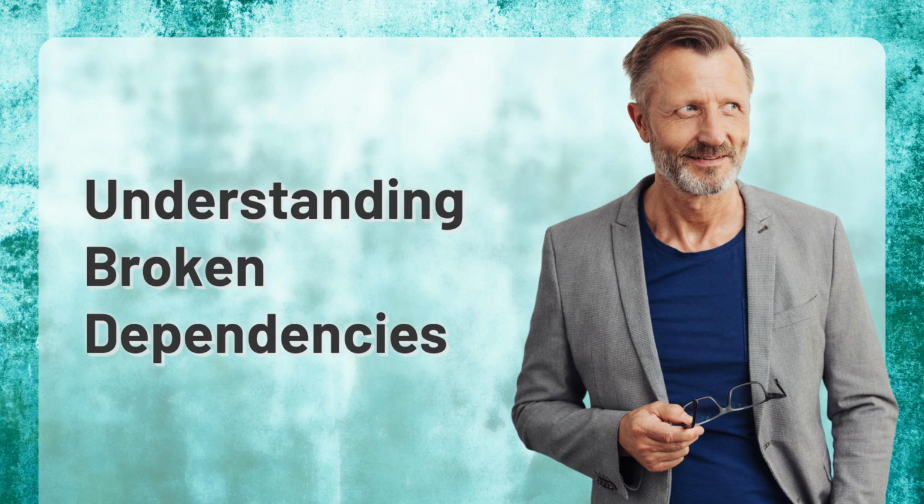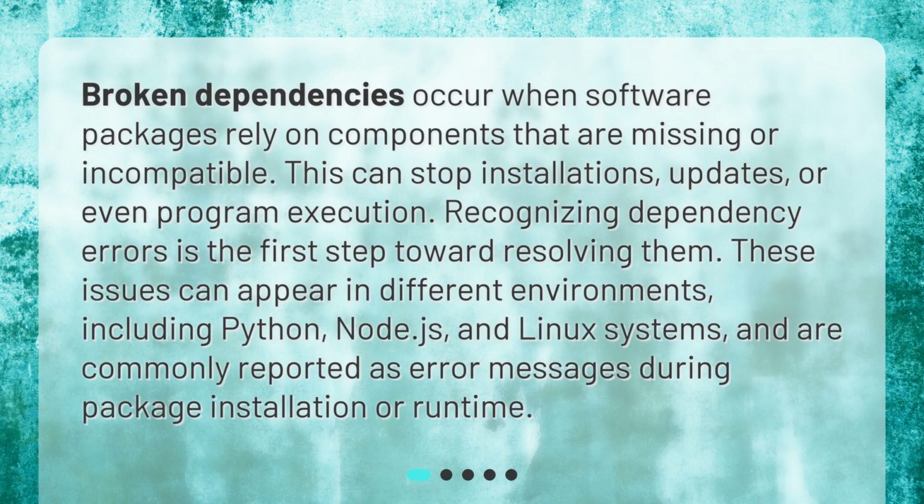Understanding broken dependencies. Broken dependencies occur when software packages rely on components that are missing or incompatible. This can stop installations, updates, or even program execution. Recognizing dependency errors is the first step toward resolving them.